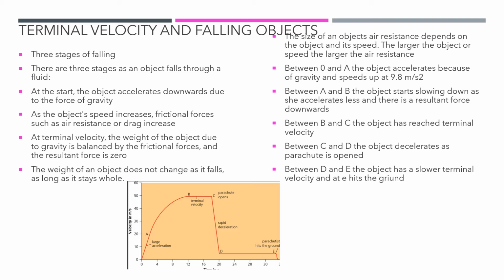At C, the parachute opens, meaning they're starting to slow down. And between C and D, there is rapid deceleration as they decrease speed to hit the ground safely. And from D to E, they're just about to go to the ground.